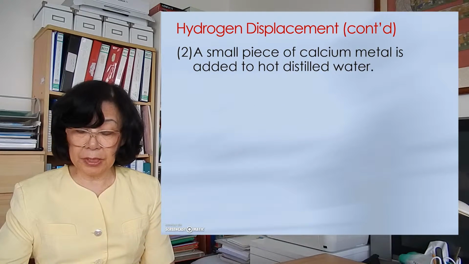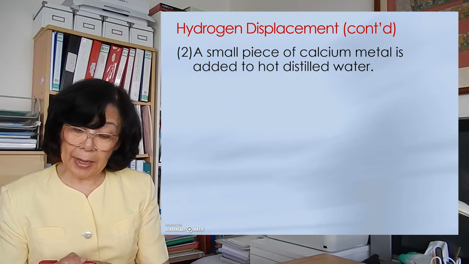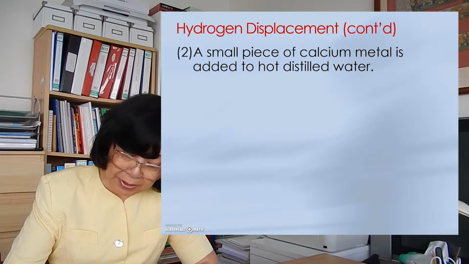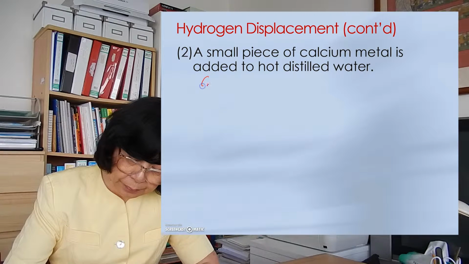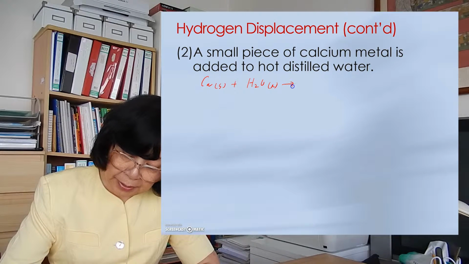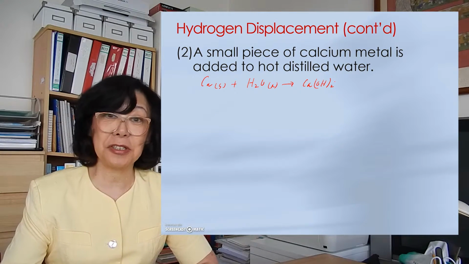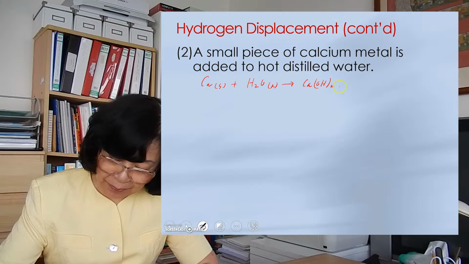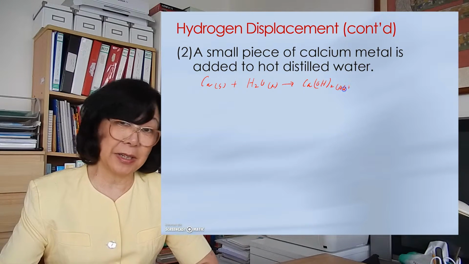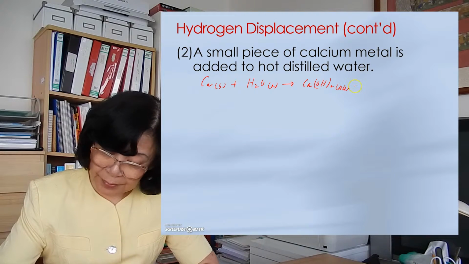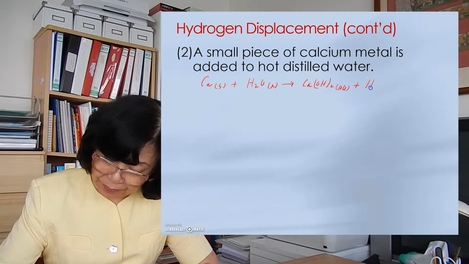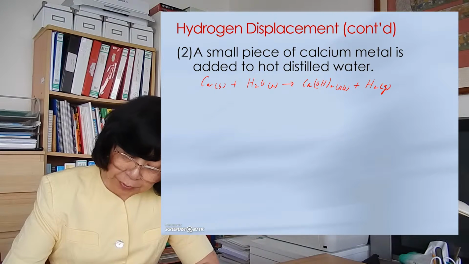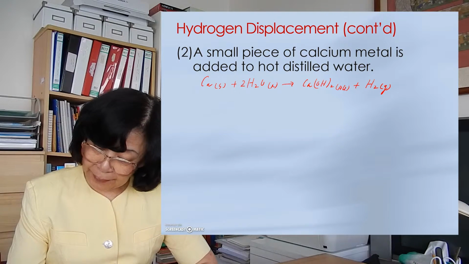The next one has to do with a small piece of calcium metal added to hot distilled water. So we start by placing calcium metal into water, liquid, and that will form calcium hydroxide. By the way, I hope you know the name of calcium hydroxide, which is also limewater, which is a confirmation test for carbon dioxide gas because it turns cloudy. And now we form hydrogen gas.